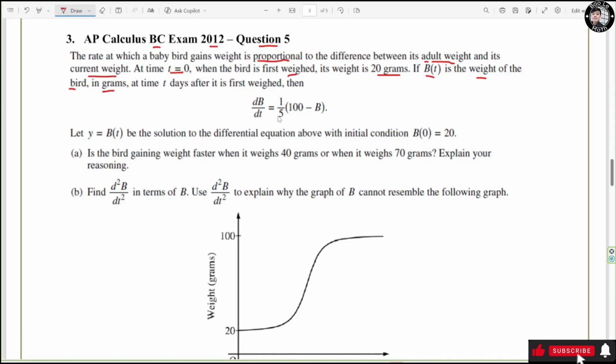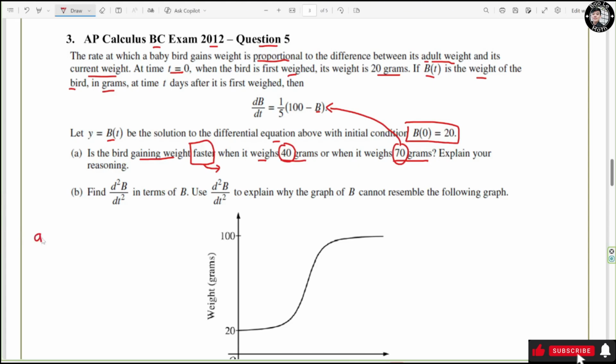Then dB over dt equals 1 over 5 times 100 minus B. Let y equals B of t be the solution to the differential equation above with initial condition B of 0 equals 20. Question A. Is the bird gaining weight faster when it weighs 40 grams or when it weighs 70 grams? Alright, so when it comes to faster or slower, think about the first derivative, right? So we just substitute 40 for B and 70 for B into the differential equation right here.